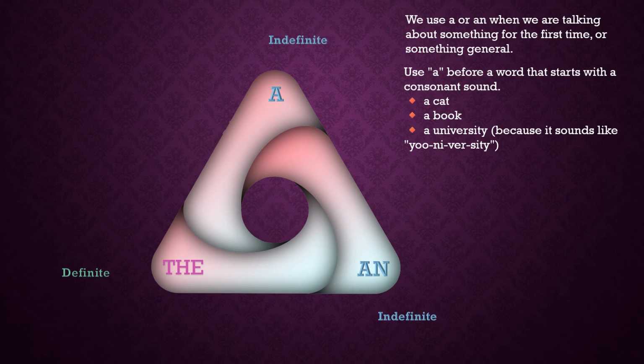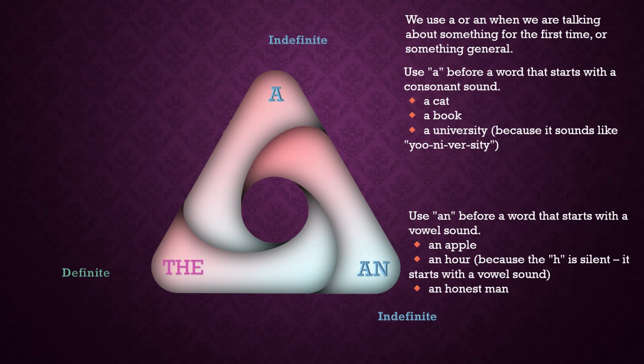So, a university. Whereas we use an before a word that starts with a vowel sound. Remember, sound, a vowel sound, A-E-I-O-U. For example, an apple, an hour, because H is silent here and the sound is a vowel, an hour. Next is an honest man, the sound is "onest" man. Remember to focus on the sound, not just the first letter.